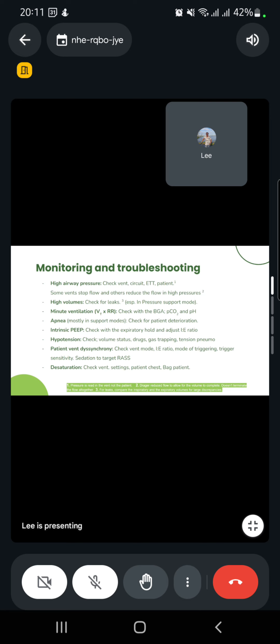Yeah. Apnea, mostly in patients who are on support mode. So you need to check on patient deterioration. So I'm assuming if you're putting a patient now on support mode, it means that you're trying to wean the patient off the vent. But if you're getting apneic and the patient is deteriorating further, then usually you need to back up and get back to a different mode, the mode that they were on before.